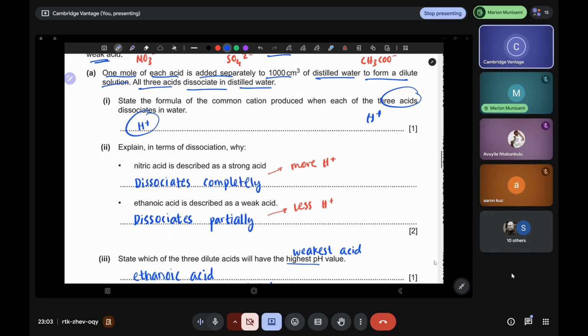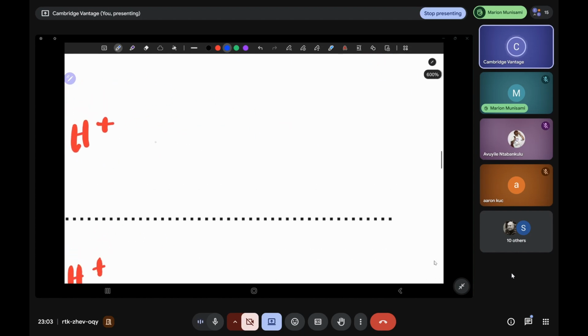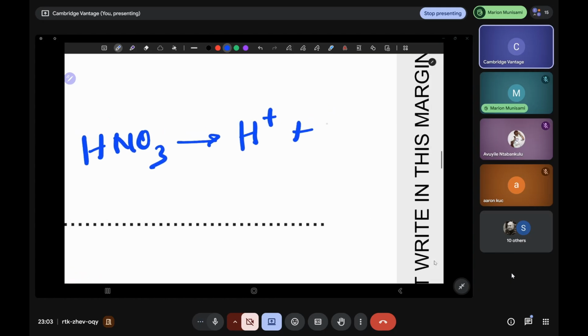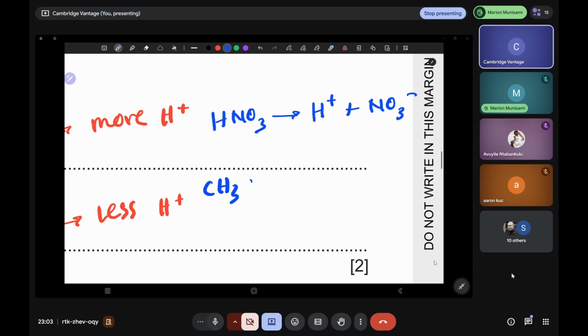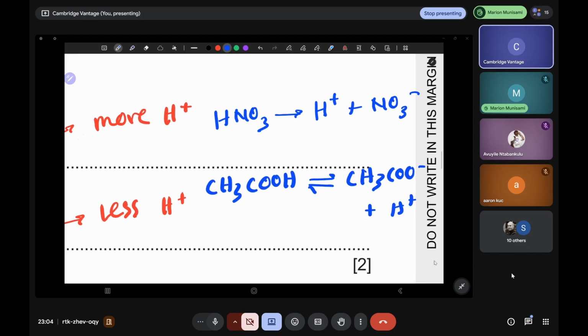And then the next one, explain in terms of dissociation why nitric acid is described as a strong acid. This is again a definition that you need to know. Strong acids dissociate completely, weak acids dissociate partially. The dissociation reaction for strong acids, if we were to write down HNO3 for example, it's going to produce H+ and NO3-. But for the weak acid, the ethanoic acid, notice that it's forming an equilibrium. And that's the main distinction between strong acids and weak acids.